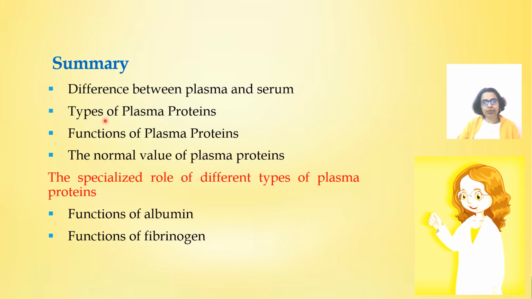Then let us summarize our topic. So far we have discussed the difference between plasma and serum. So what is the main difference? Plasma consists of albumin, globulin and fibrinogen, whereas serum consists of albumin and globulin. And the types of plasma proteins: what are they? Albumin, globulin and fibrinogen.